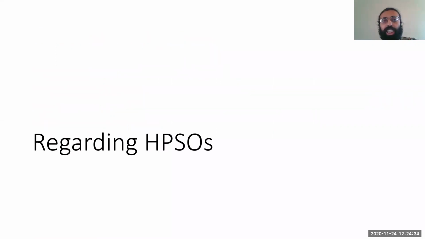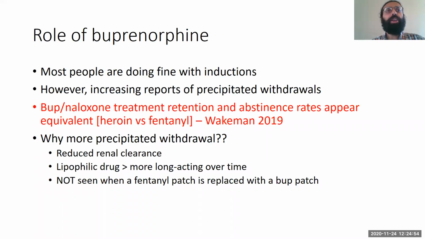Now, regarding HPSOs. So the question is, what the heck is HPSOs? So HPSOs really stands for high potency synthetic opioids. And by that, we really mean illicitly manufactured fentanyl and its analogs, which are, as we may know, really rising around the United States, right? So there's some data starting to come out around fentanyl.